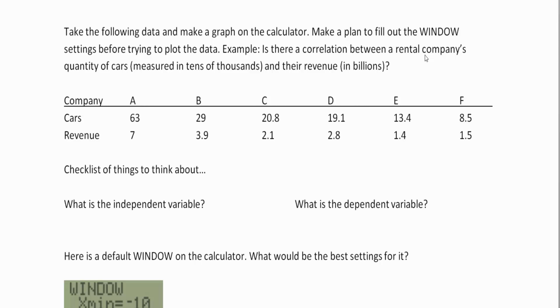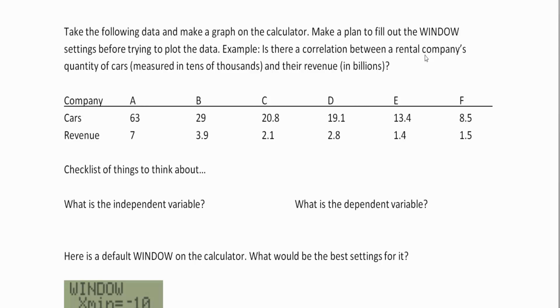Now, is there a correlation between a rental company's quantity of cars, measured in tens of thousands, and their revenue in billions? So what we have here is two lists of data. We have 6 car companies, labeled A through F, and we have the number of cars in tens of thousands. So for example, car company A has 63 tens of thousands, so that's 630,000 cars. And company F has 8.5 tens of thousands of cars, so that's 85,000 cars, or 8.5 ten thousands.